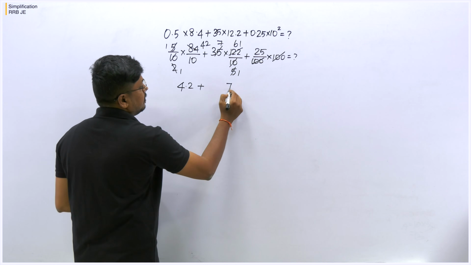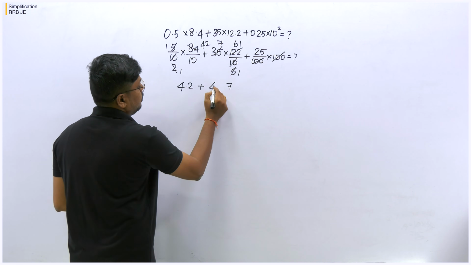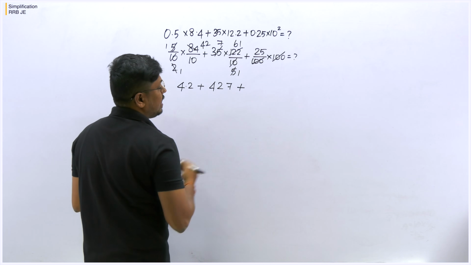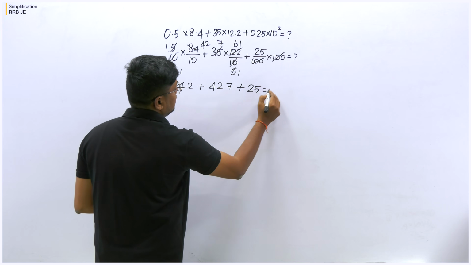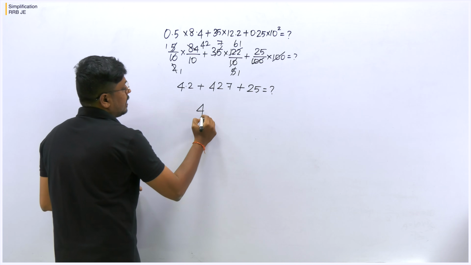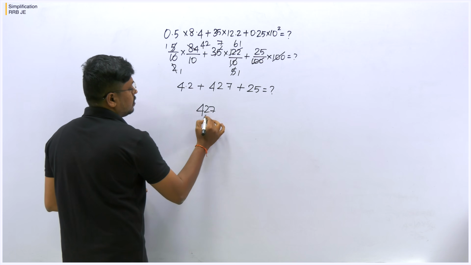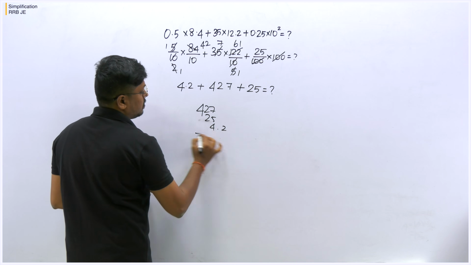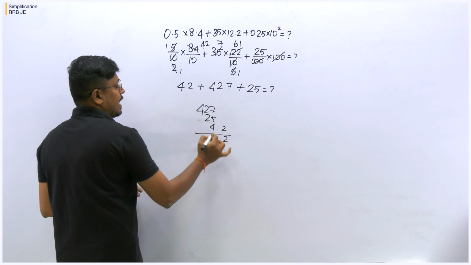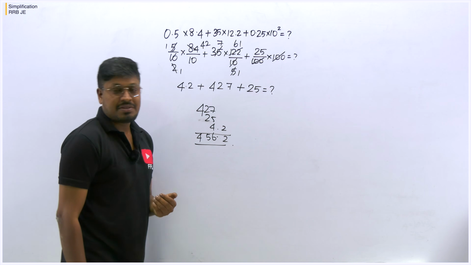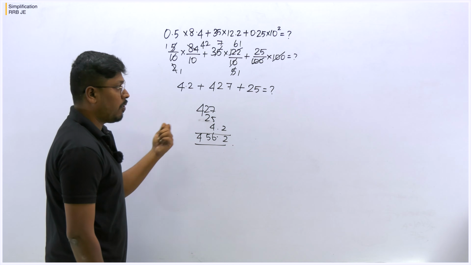So 7 into 61 is 427, right? Plus the next number, we have only 25 into 1, which is 25, is equal to question mark. So finally 427 plus 4.2 plus 25, so this will be 456.2. So the answer for this question is 456.2.